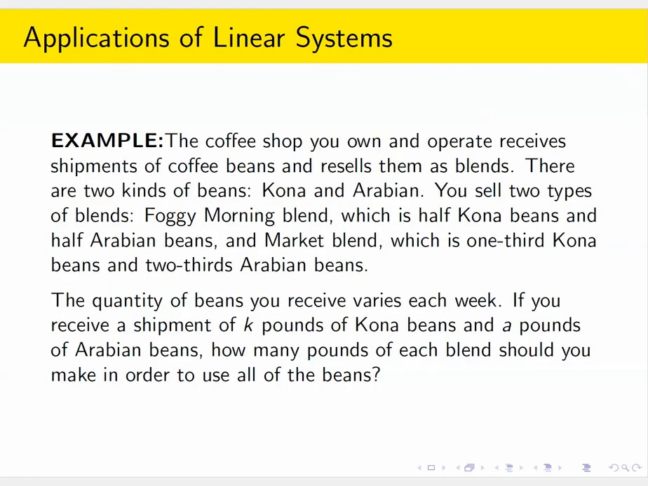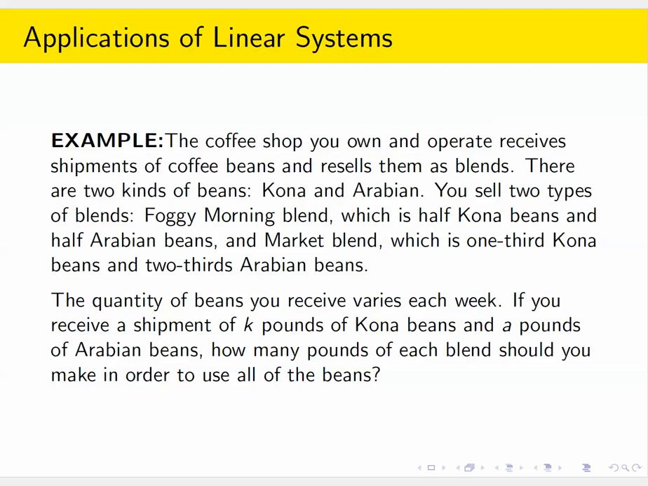Now, let's look at another version of this question. Same setup, same kinds of beans, same kinds of blends. But this time, we don't know from week to week how many pounds of each type of bean we will receive in our shipments. So what we would like to do is come up with a way of answering this question so that we can plug in later the amount we receive in the shipment without having to solve the entire system of equations every single time. Let's see how that might work.